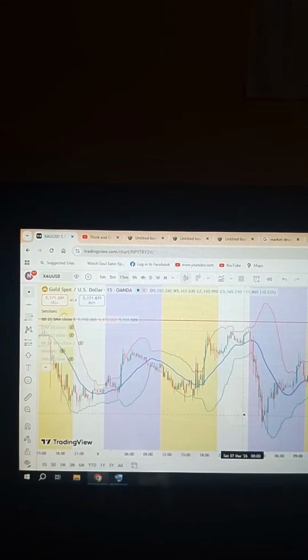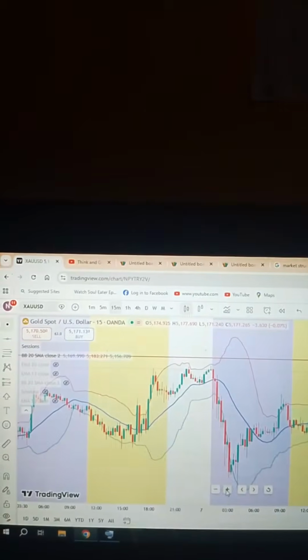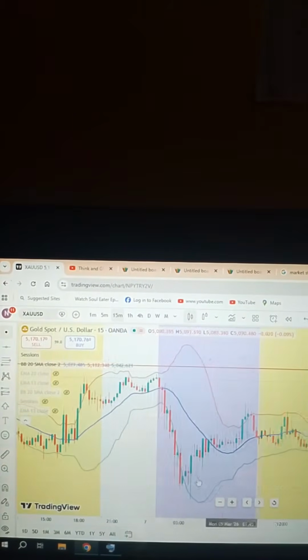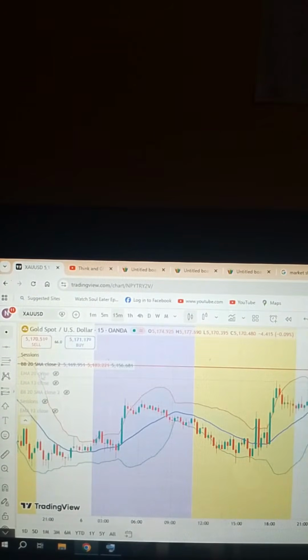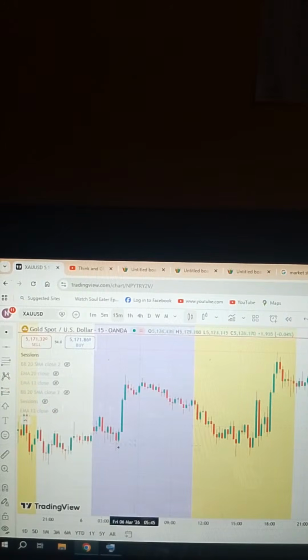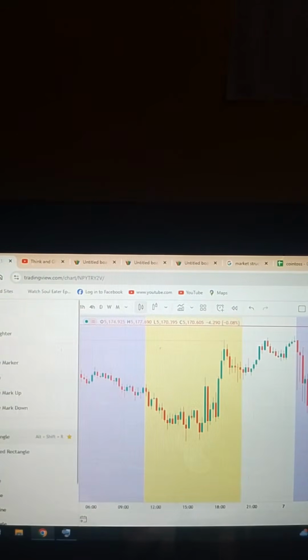Are you seeing something here? See what's happening here? Let me remove this Bollinger Band first. So I think this was the area of interest where they normally trap traders. I think this level, oh, they were really trapped. Yeah, you can see.